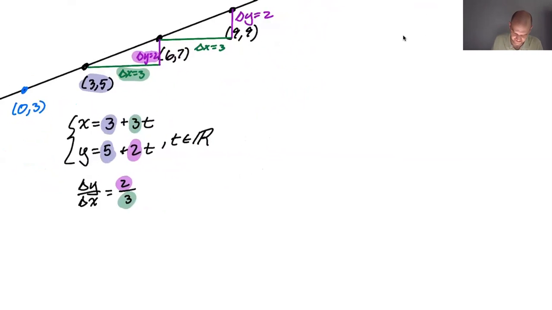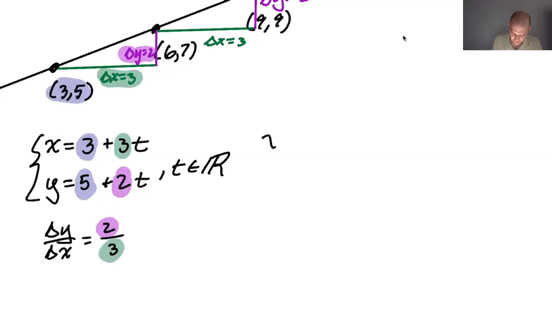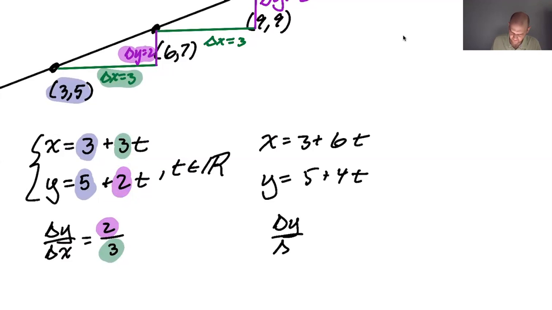So I also could say, for example, maybe x is 3 plus 6t, and y is 5 plus 4t. So what did I do? I doubled this delta x, so I have to double this delta y to keep the ratio the same. Delta y over delta x is going to be 4 over 6, which is 2/3.